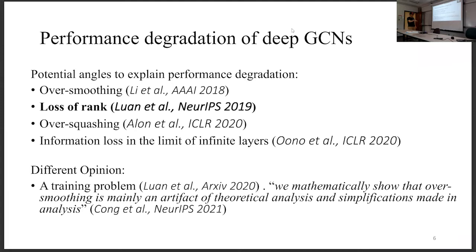And there are also some papers published in NeurIPS 2021 that theoretically show that the deep GCN actually is more expressive than the shallow GCN. But still, I have to say the mainstream still thinks that the loss of expressive power still exists. But for me, there is no conclusion for now to this problem.